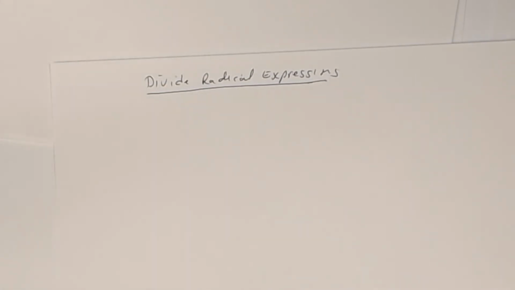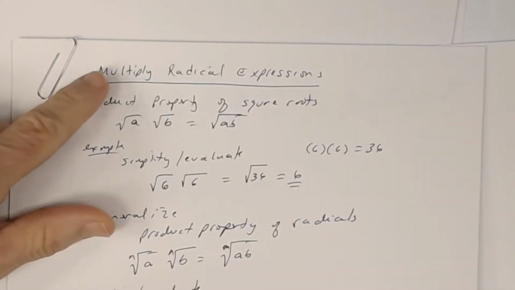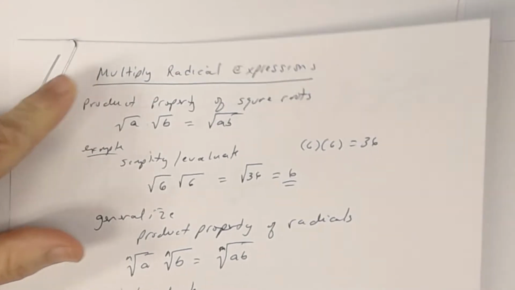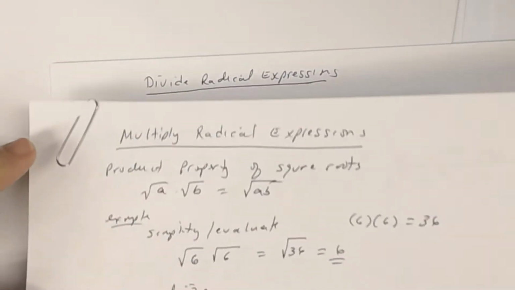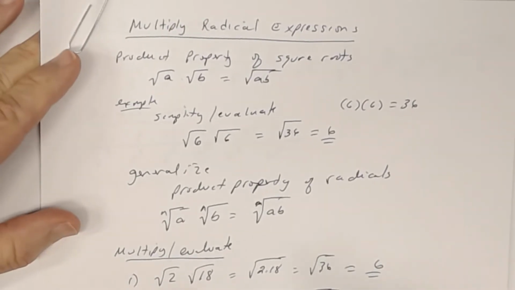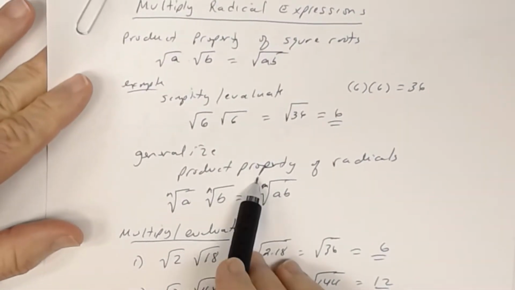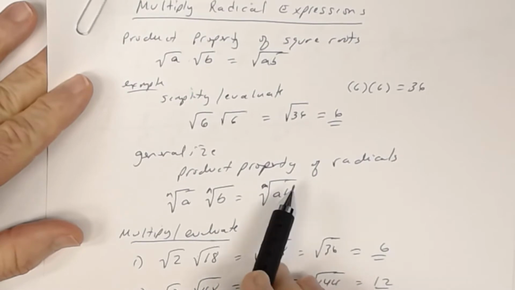All right, so in this lesson, we're going to look at dividing radical expressions. Now, remember in the previous lesson, the one right before this one, we looked at multiplying radical expressions. So this one, we're going to divide radical expressions. Now, in the previous lesson, we talked about the product rule or property of radicals.